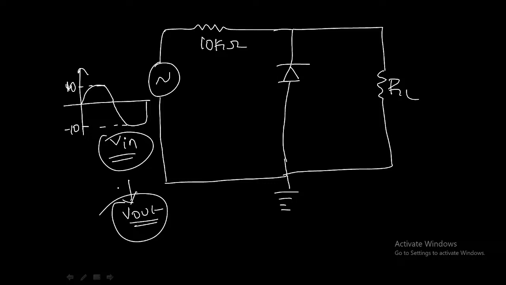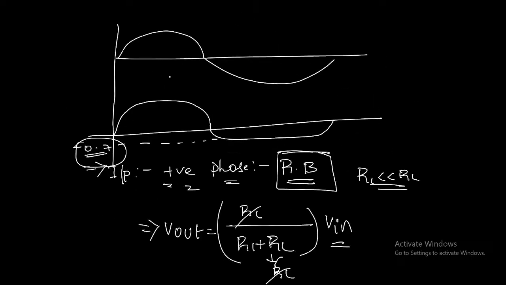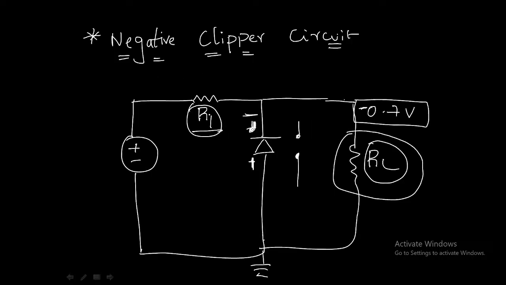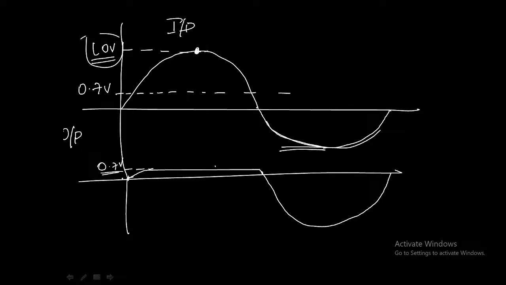Now, we also have one more type of circuit in these positive clippers and negative clippers. Those are called bias limiters. What is actually happening in this positive clipper or negative clipper? In the case of positive clipper, the output voltage is constrained to only 0.7 volts.